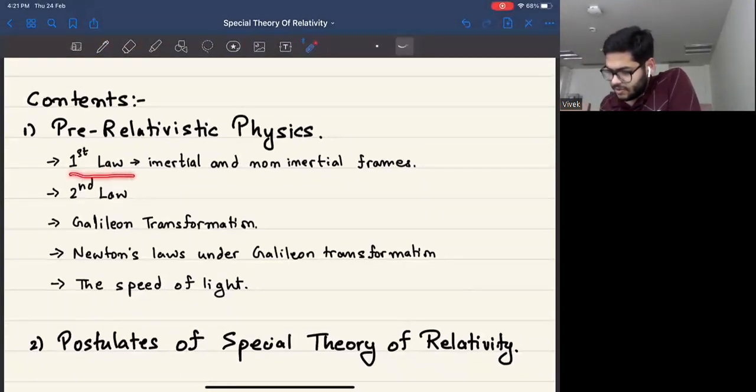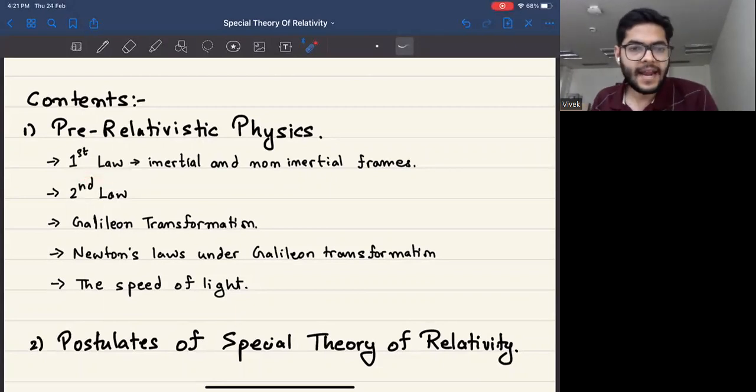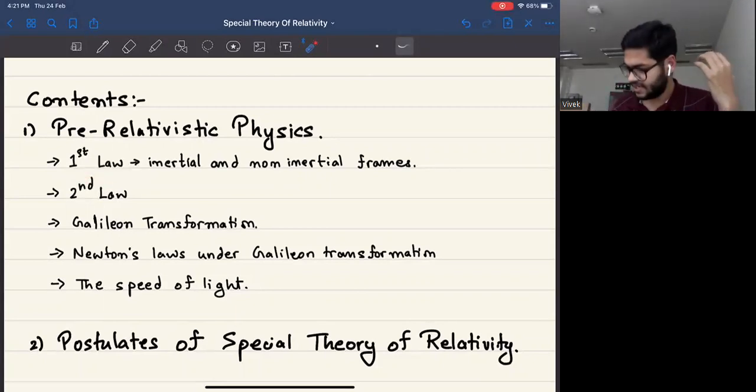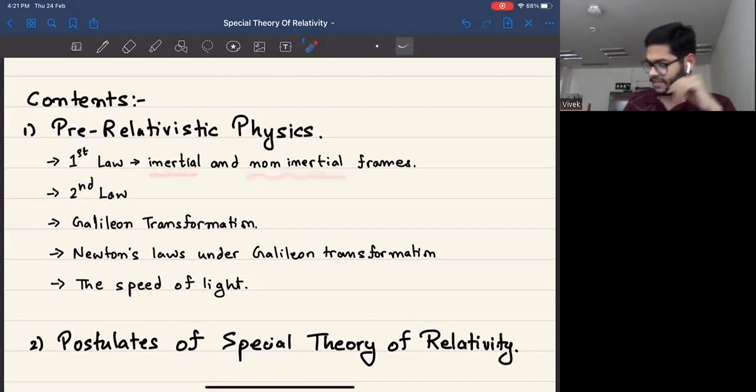So we will first talk about the first law of motion, and in discussing the first law of motion, we will talk about inertial and non-inertial frames, what is meant by them, and what their implications are. Then we will discuss the second law of motion, and after that we'll discuss Galilean transformation. So what does Galilean transformation mean?